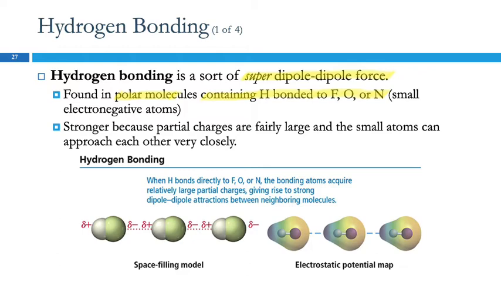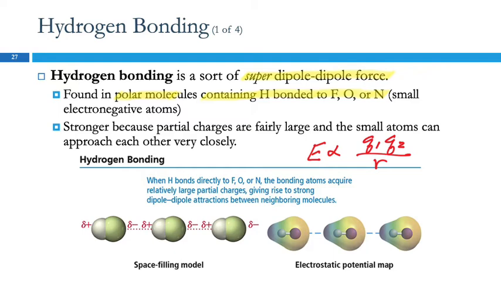And this is going to give us an especially strong dipole-dipole force because fluorine, oxygen, and nitrogen are very electronegative, and they're also very small. So we have stronger charges, larger charges, and because the atoms are small, they can get closer to each other. So when we're thinking about Coulomb's law, where the energy is proportional to Q1 times Q2 divided by the distance between them, the numerator is larger, the denominator is smaller, both things working to make the force stronger.